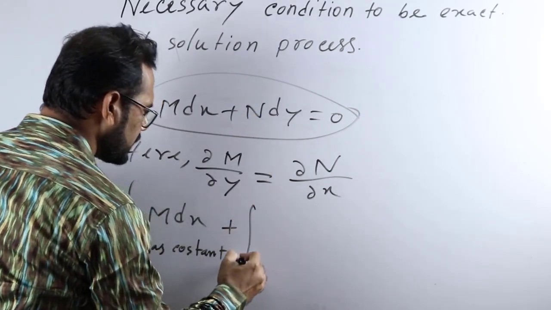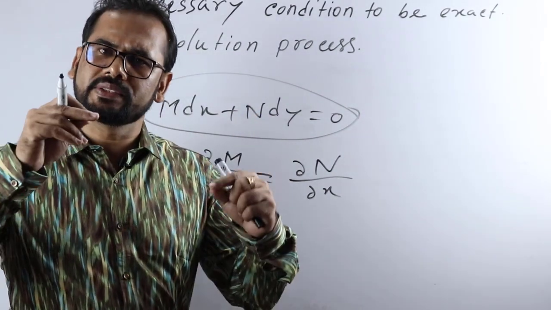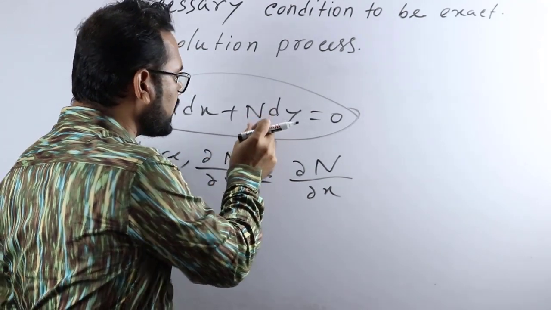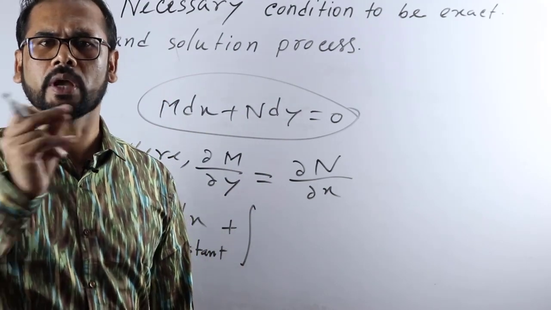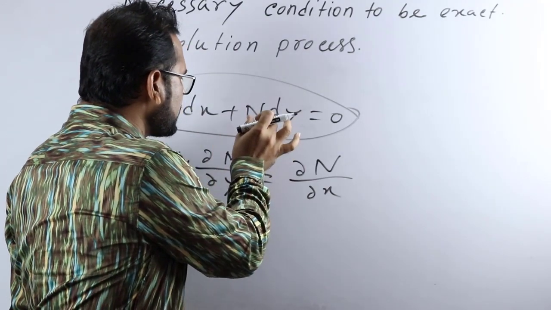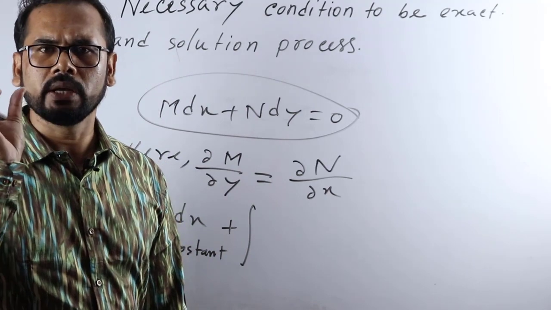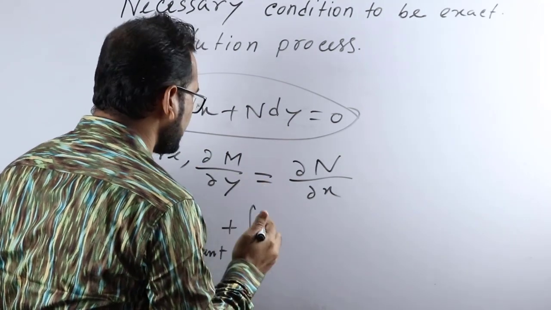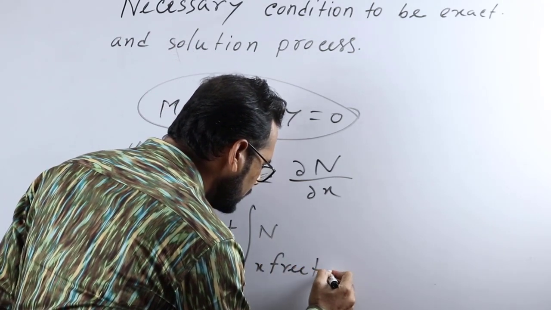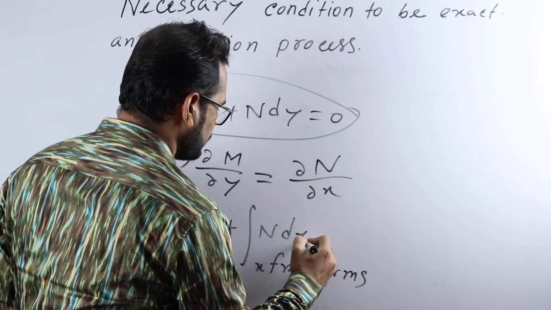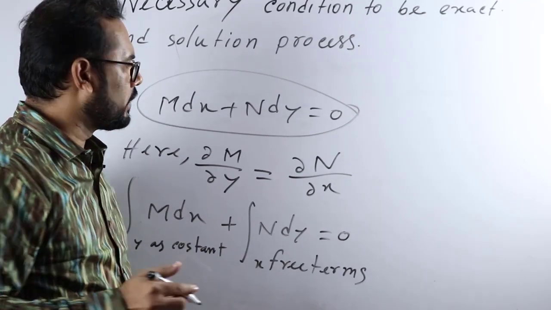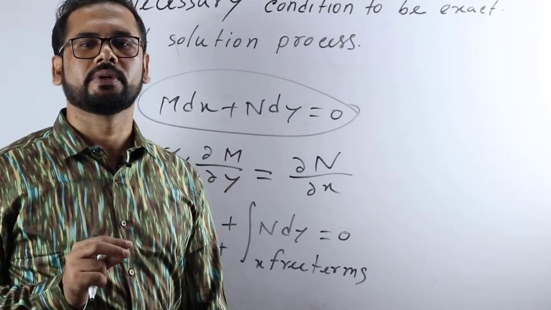plus the N dy term, which I have to integrate by selecting the terms which are x free. That is, if there is any term which involves x, we have to leave it, and only the terms which include y, we integrate here. So, the x free terms, and then the result, that is the solution of the given differential equation, will come out.